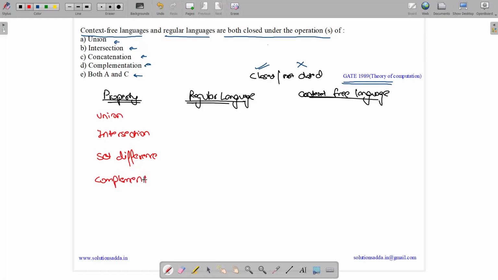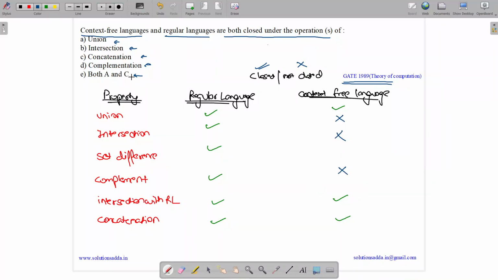Complement, intersection with regular language, concatenation. So what all are closed? All these are closed under regular language. And in context-free language, union is closed, intersection with regular language is closed, and concatenation is closed. And what else is not closed? Others are not closed. They may be closed or may not be closed.